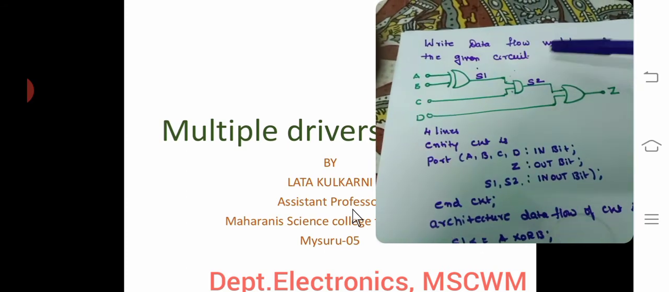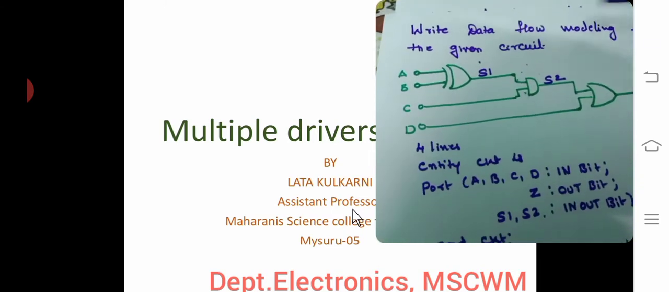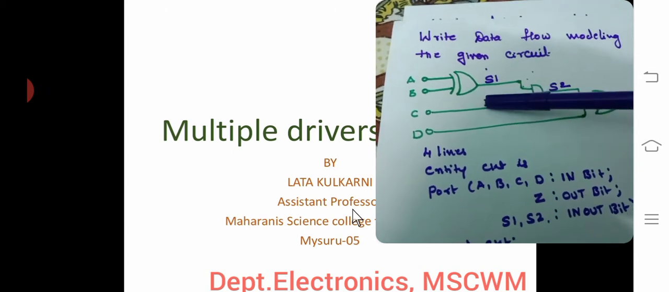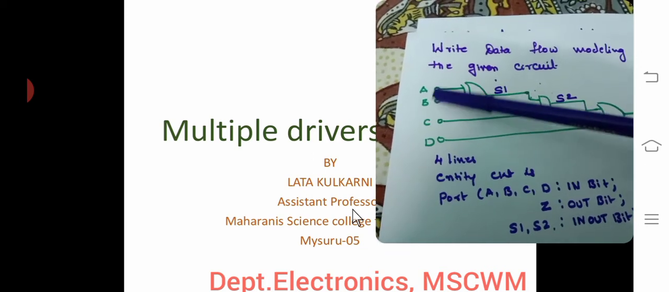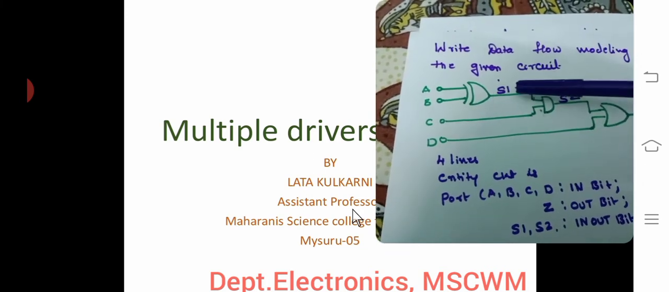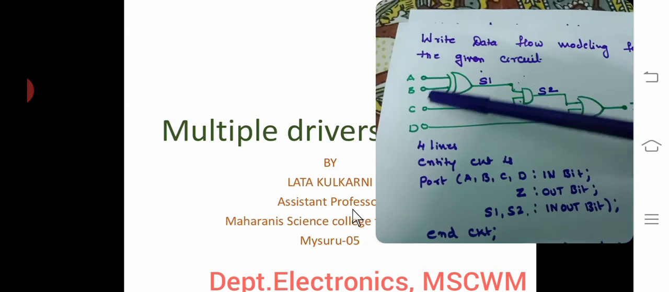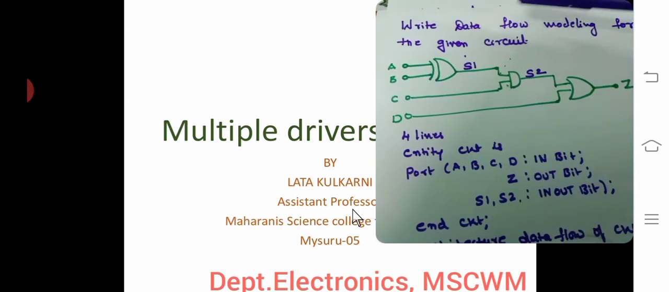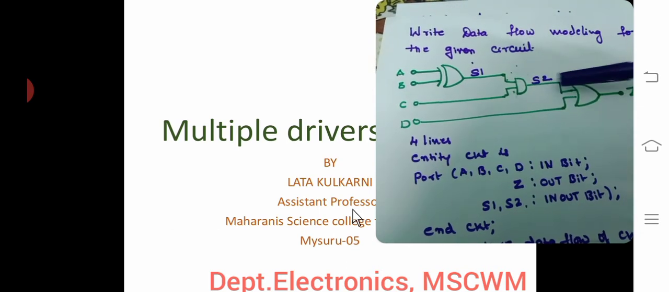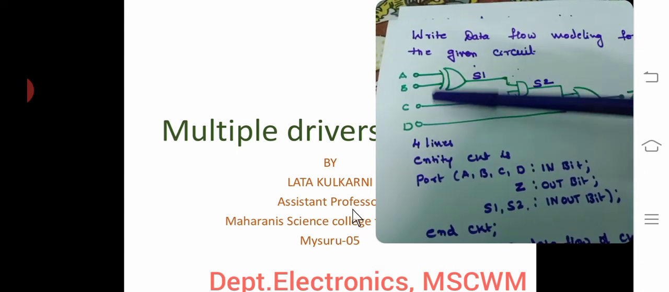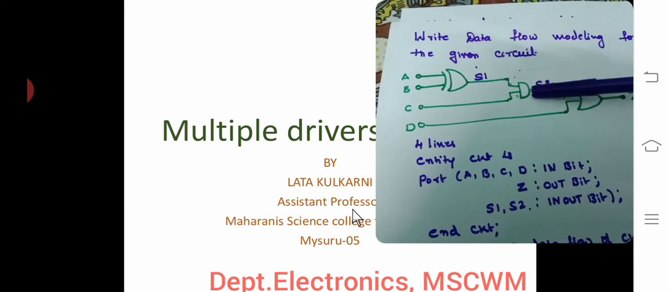Here you see this circuit, for which you are going to write the data flow model. It is an XOR gate, the inputs are A and B, and the output is S1. And this is which gate? AND gate, and then the XOR gate. A, B, C, D are the inputs, whereas S1 is the output for the first gate and S2 is the output for the next gate. A, B, C, D are the inputs. S1 and S2 are the in out bits.